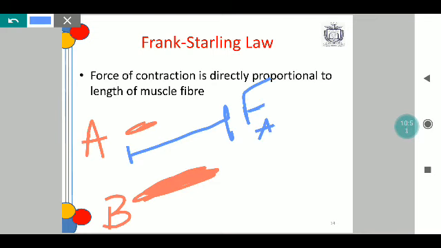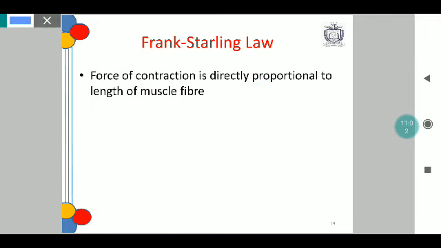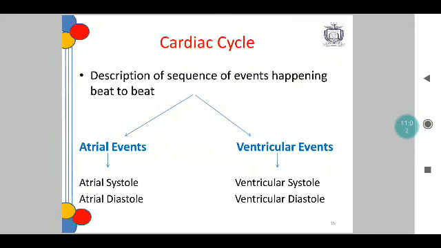And assuming that muscle B is double the size of A, though it shows more, even if I do say triple, FB is substantially higher because the size of muscle B is much higher than size A. That is what we call the Frank-Starling law, which is applied in cardiac muscle.